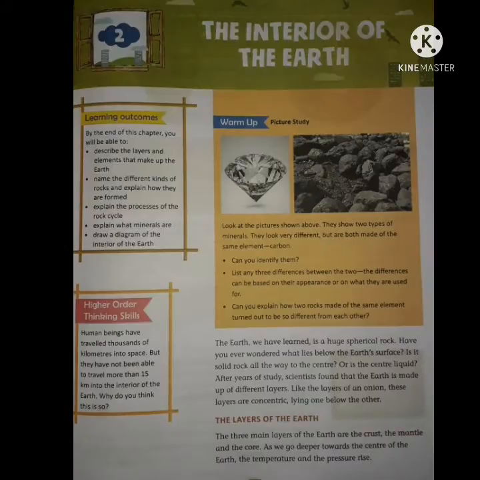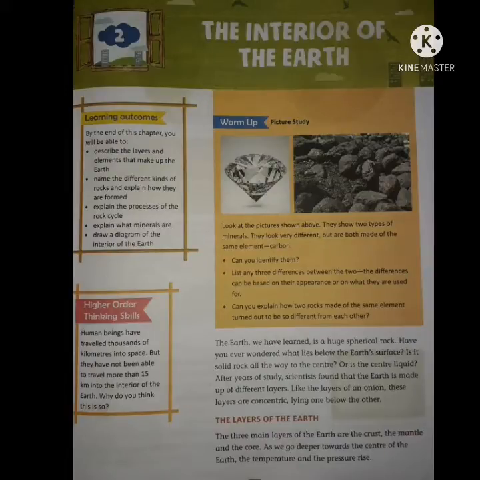Today we will be starting a new chapter of geography, chapter 2, the interior of the earth. As we have learned, earth is a huge spherical rock and there are many layers inside the earth. It is just like the layers of an onion, where we can see concentric layers lying one below the other. Let us learn about the layers of the earth.